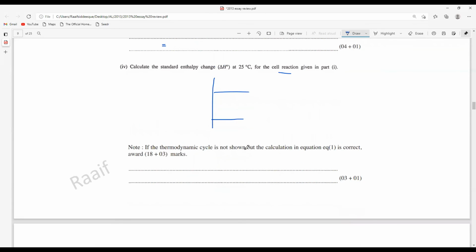If the thermodynamic cycle is not shown, but the calculation in equation is shown, it is correct. But award 18 plus 3 marks. Okay, so you can use any method. The idea is your answer should be complete, right?